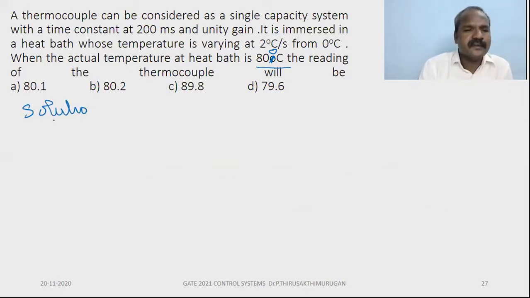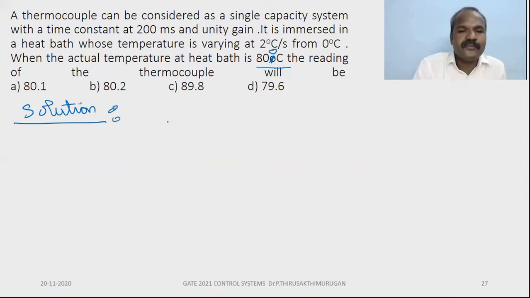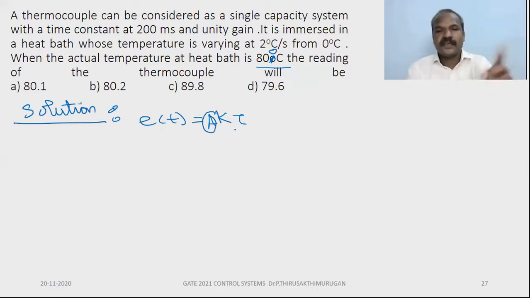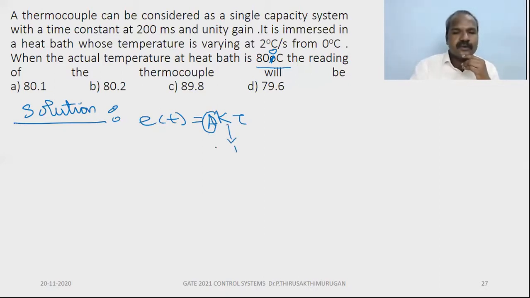Okay, solution. So we know the ramp expression for the first order system, the error response is e(t) equal to A K tau. Here tau is the time constant, and A is given. What is A? The ramping rate, right? Unity gain, so K equal to 1.